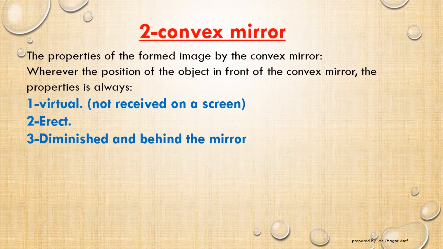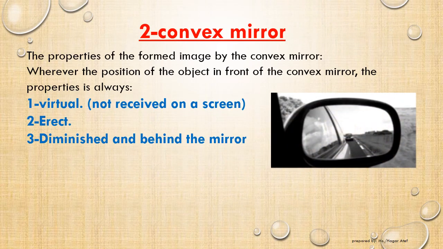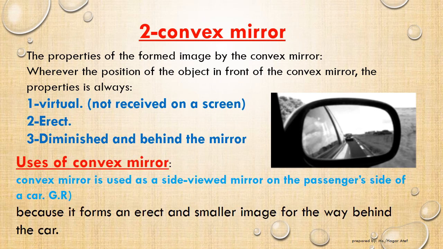Number 2, convex mirror. The properties of the image formed by the convex mirror: wherever the position of the object in front of the convex mirror, the properties are always, number 1, virtual, not received on a screen. Number 2, erect. Number 3, diminished and behind the mirror.